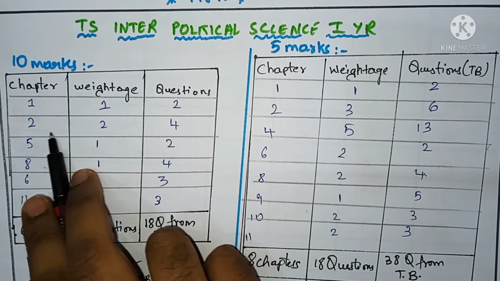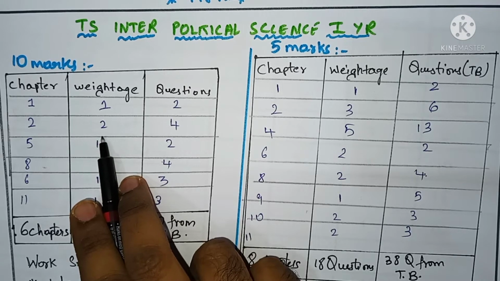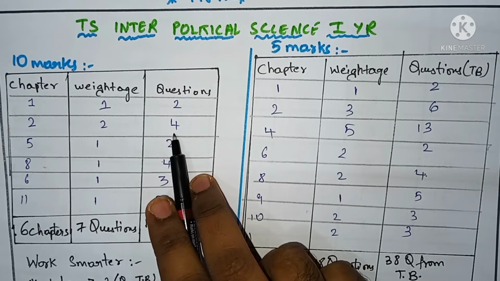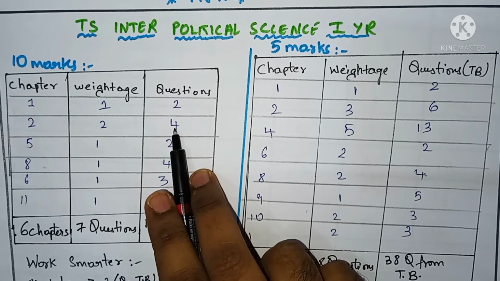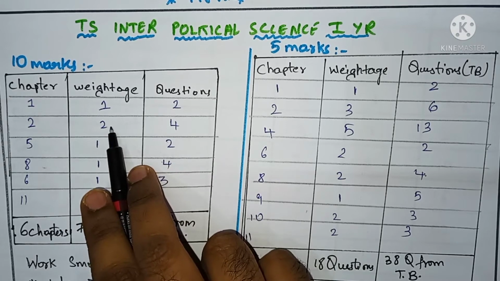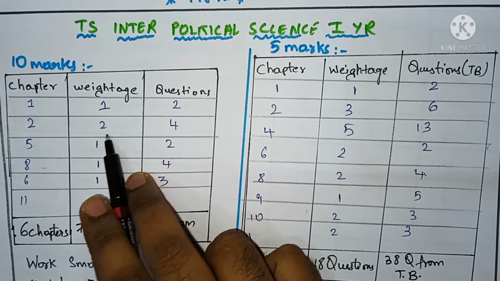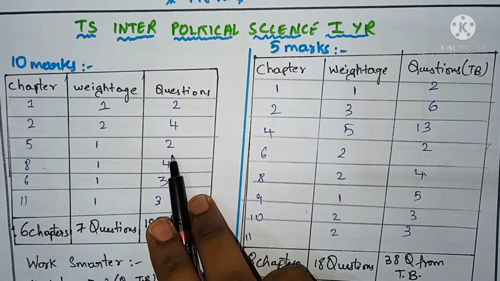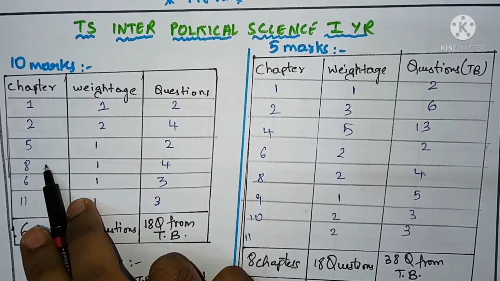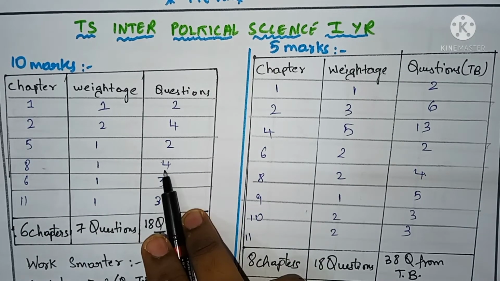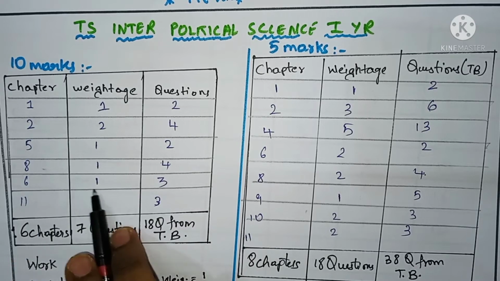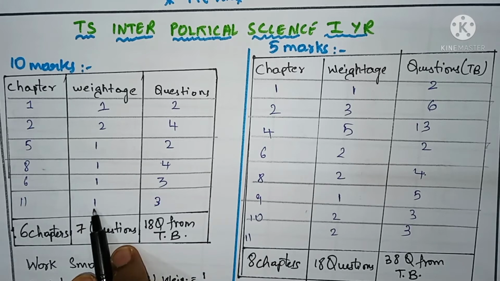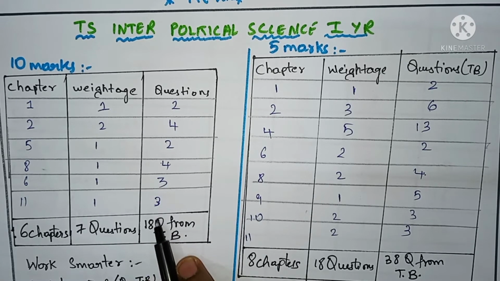In the second chapter the weightage is two questions. So from the second chapter, two questions will appear in the examination. We have to learn four questions, because there are four questions in the second chapter, of which two will appear. Next, for the fifth chapter, the weightage is one question, and there are two questions in the textbook. Eighth chapter: one question is the weightage, and four questions are in the textbook. Sixth chapter: one question is the weightage, and three questions are in the textbook. 11th chapter: one question is the weightage, and three questions are in the textbook.